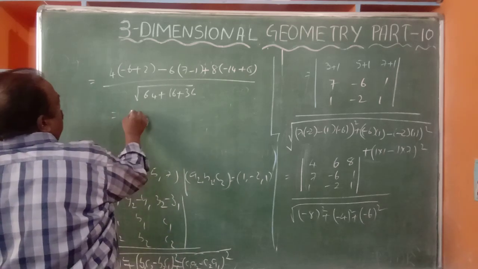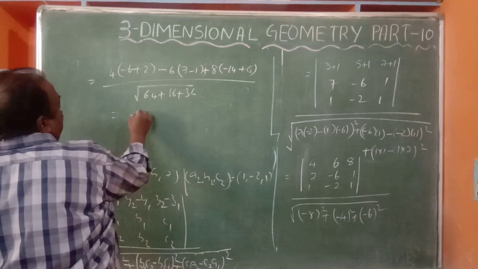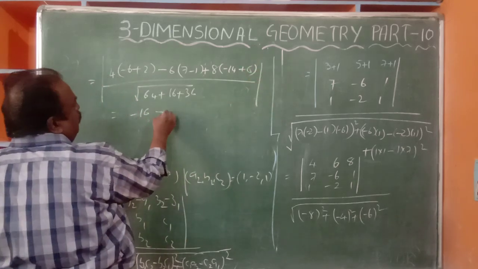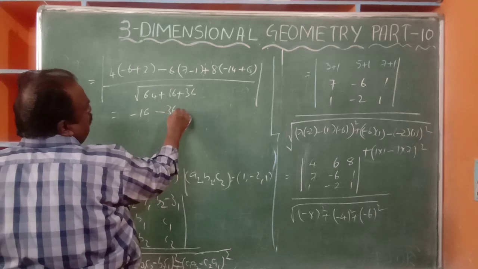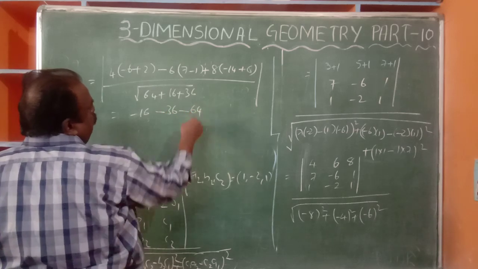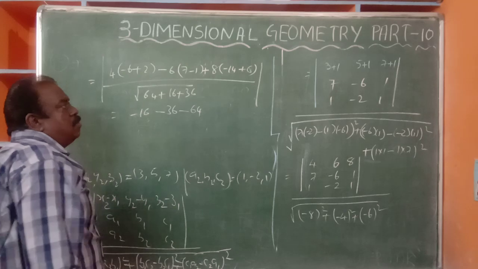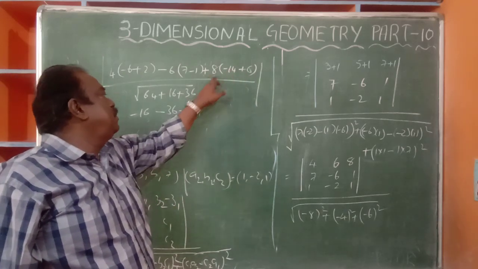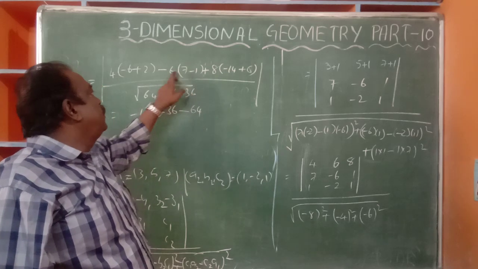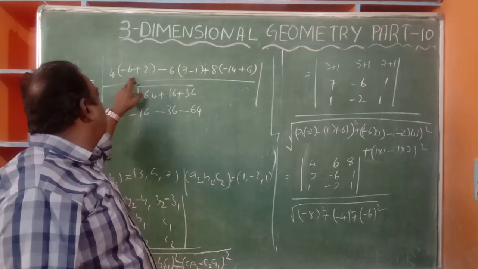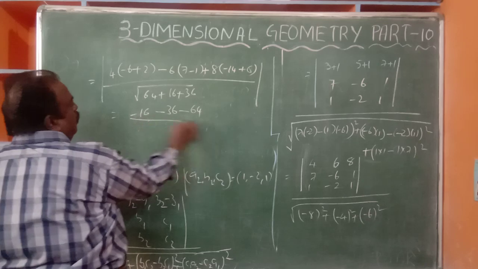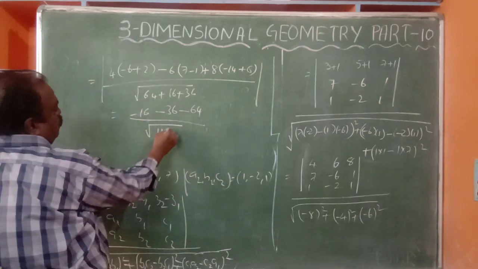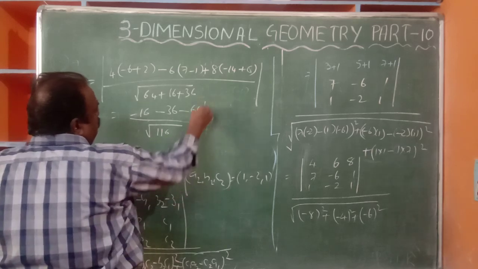Okay, now it is 4 of minus 4, that is minus 16. Total in modulus again. Minus 14 plus 6 is minus 8, minus 8 into 8 is minus 64. 6 into 6 is 36. 4 into 4 is 16. By root of, that is 116. Okay, now with the modulus.